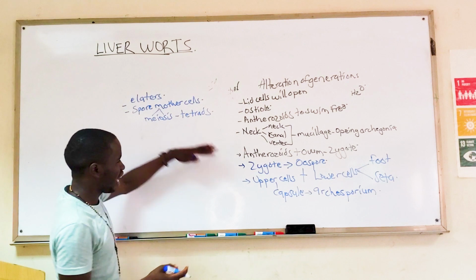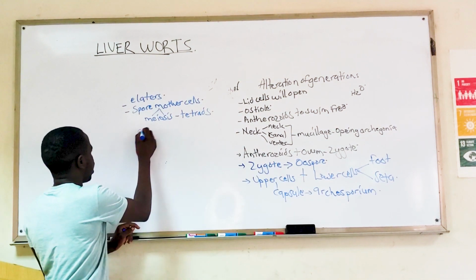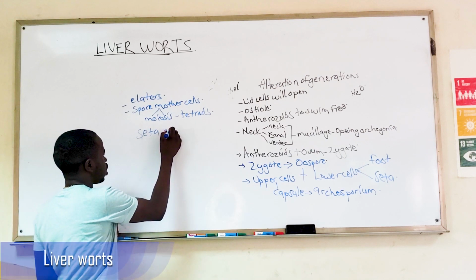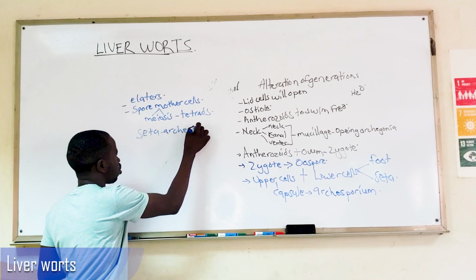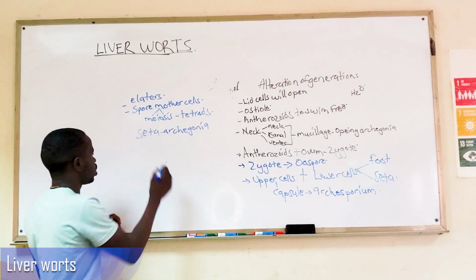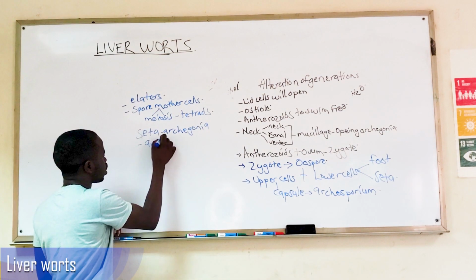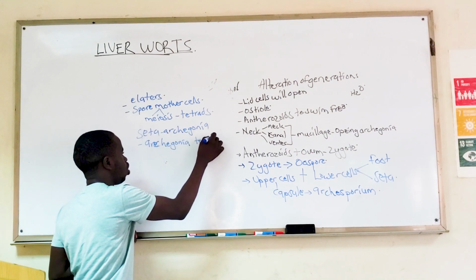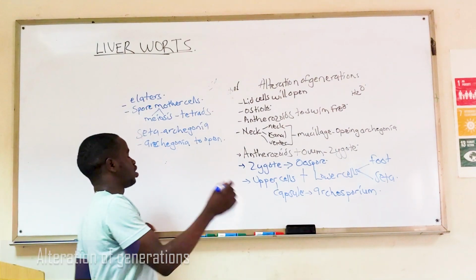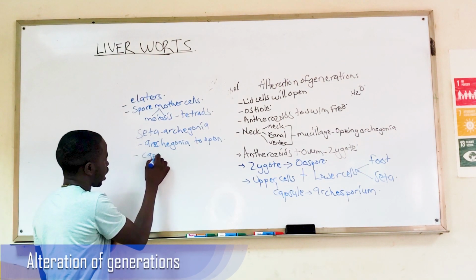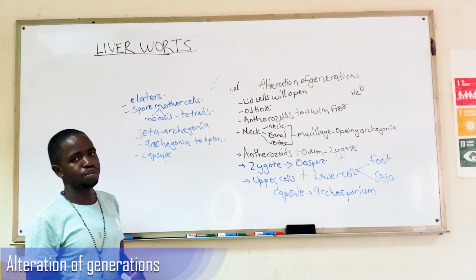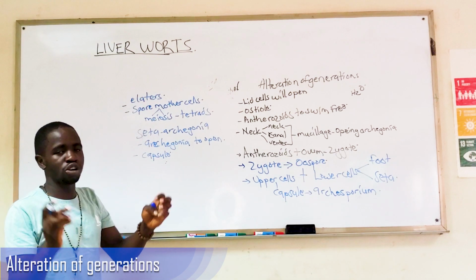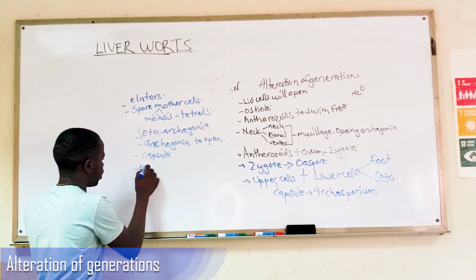Then, at the same time, the seta shall push out of the archegonia. When it pushes out of the archegonia, it forces the archegonia to open. When the archegonia opens, it leads to the exposure of the capsule. And when the capsule is exposed, the elaters shall absorb water and aid in spore dispersal.